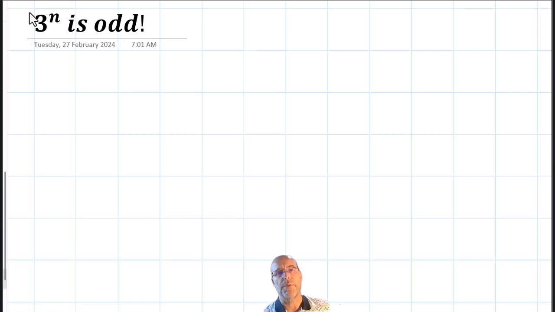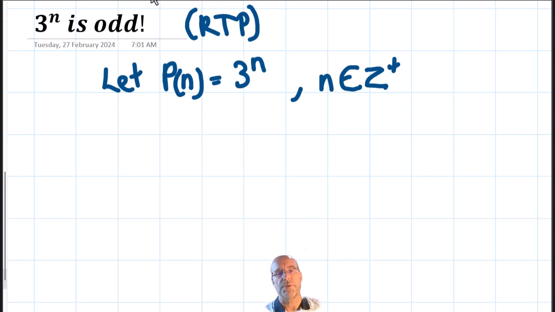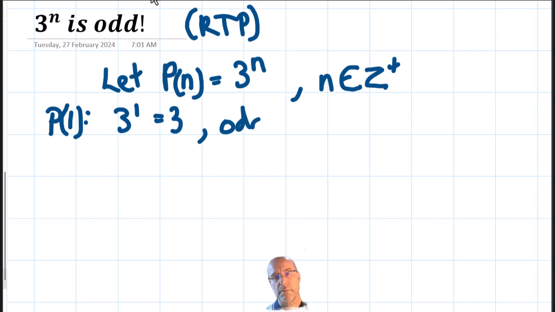Okay, we're going to prove that 3 to the power n is always odd. So let our proposition P(n) equal 3 to the power n, where n is a positive integer. We're looking at our initial step, which we can call P(1) sometimes. We simply substitute the 1 in for n, and that'll be 3 to the power 1, or 3, and that's clearly odd. So it's true for the base case P(1).